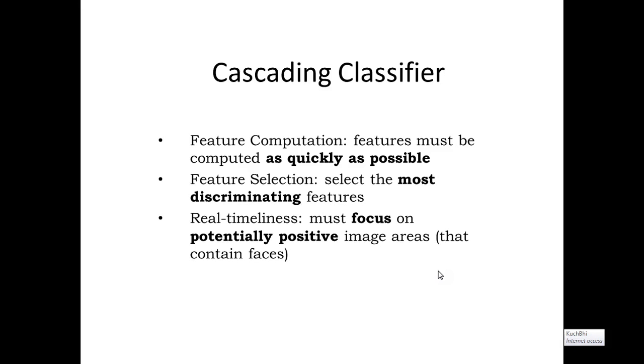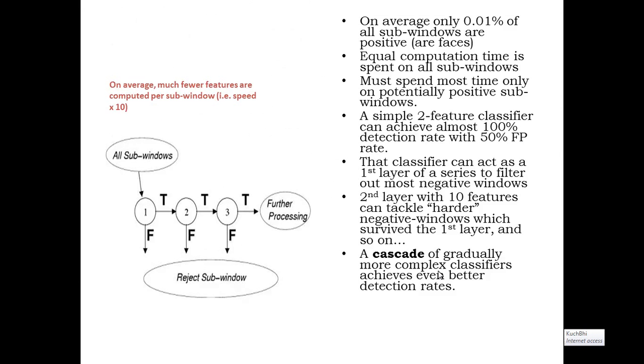In this, what are the goals? They are feature computation, selection, and real-timeliness. Feature computation means features must be computed as quickly as possible. It should select the most discriminating features and must focus on potential positive image areas. As you can see in the figure, let's talk about how it works. On average, only 0.01% of all sub-windows are positive. Equal computation time is spent on all sub-windows. We must spend most time only on potential positive sub-windows.